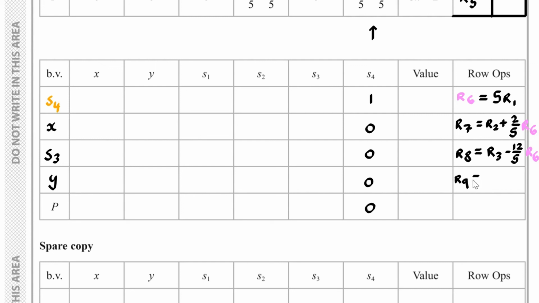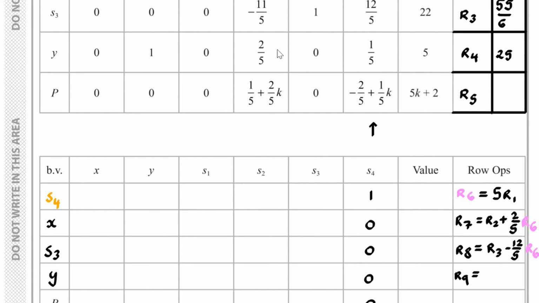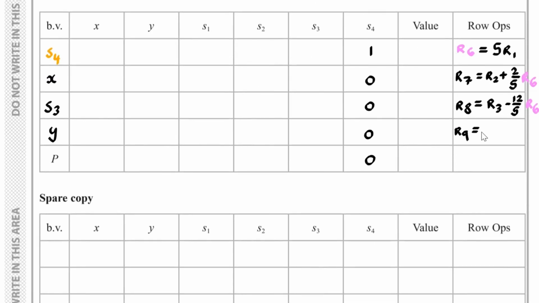For row 9, we are at 1/5, so we take R4 and then we subtract 1/5 R6.